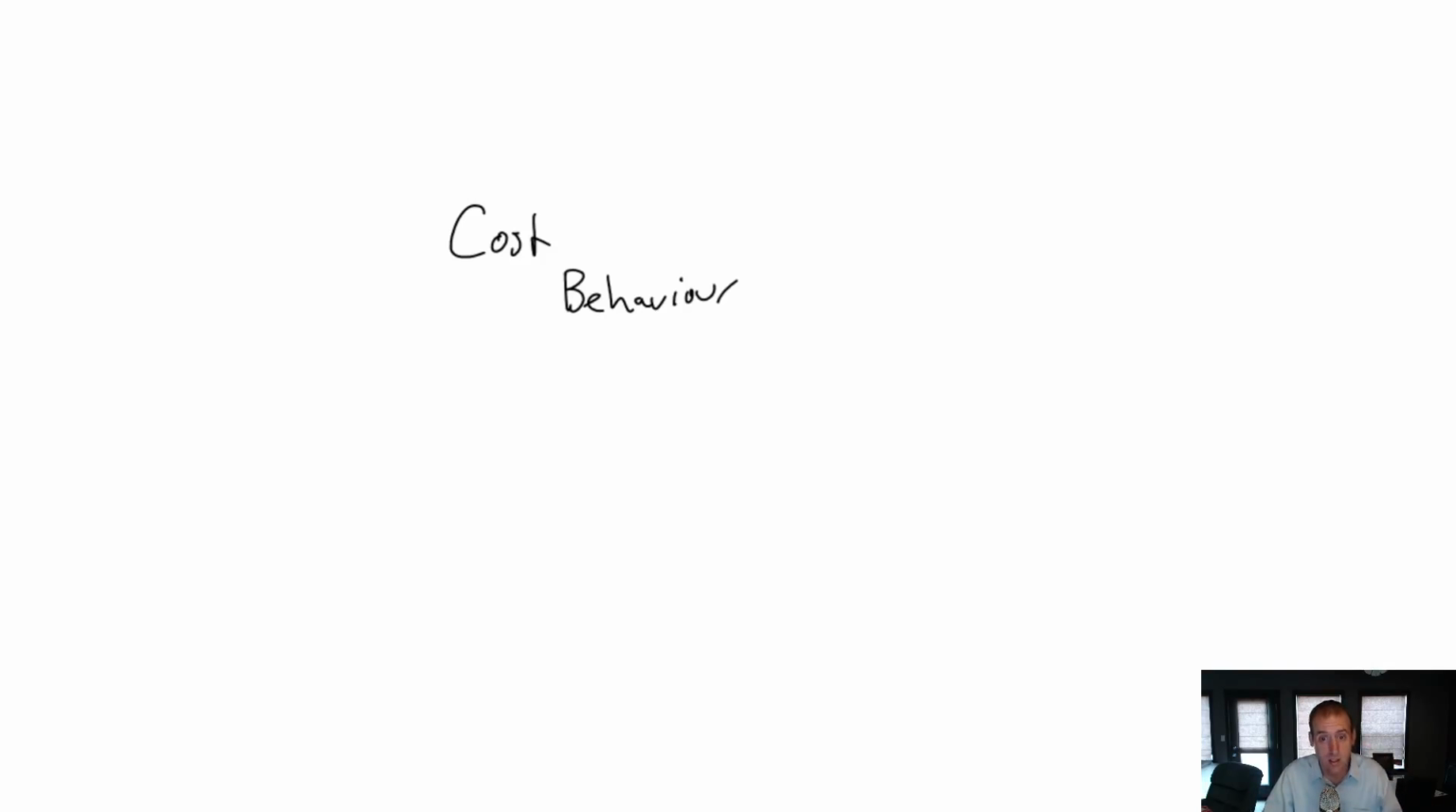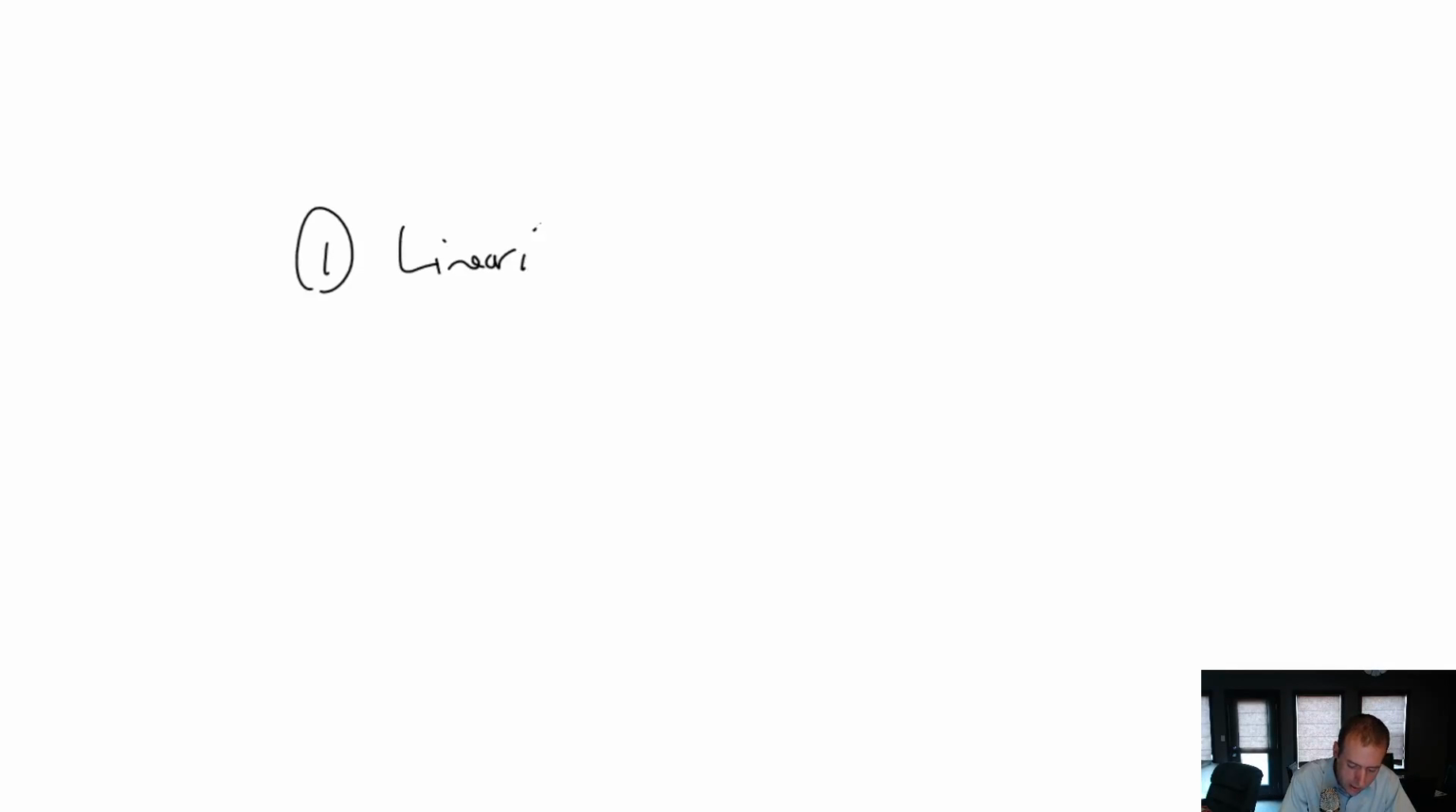Now, before we get into the problems, there are two really important concepts I want to talk to you about. There are two assumptions that we make, and they're related to these two terms: linearity and relevant range. We assume in management accounting that costs are linear through the relevant range. Now, what on earth does that mean?